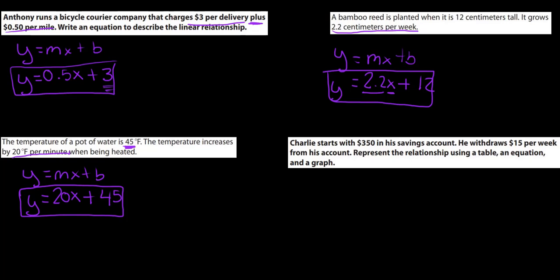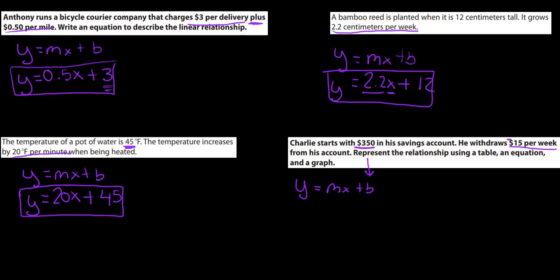Alright, so hopefully you guys are starting to get the hang of it. If you want, take a second to pause the video to try to figure out what this one will be. So, first I'm going to go ahead and write my equation. Charlie starts with $350 in his savings account. Okay, so he starts with this. This amount isn't changing at all. Okay? So it looks like that might be my b value, which is my y-intercept. But let's go ahead and continue reading. He withdraws $15 per week. So this amount is changing depending on the amount of weeks. All right, so he withdraws $15 per week from his account, and of course withdrawing means to take away, so it's going to be a negative value.